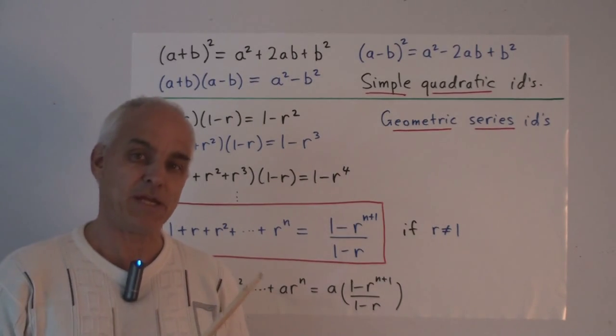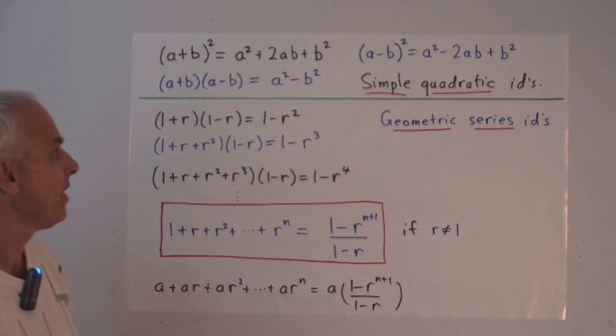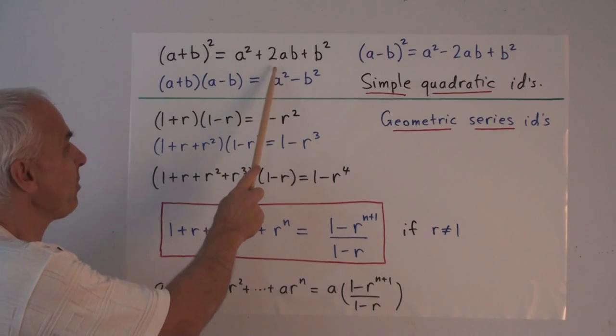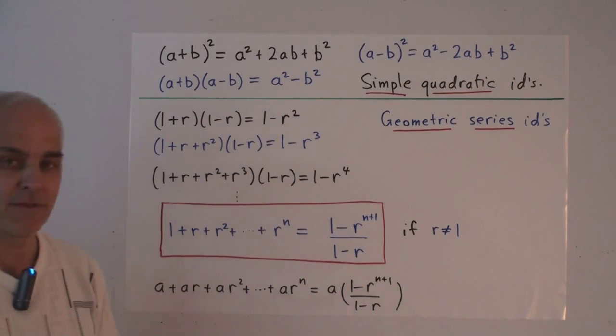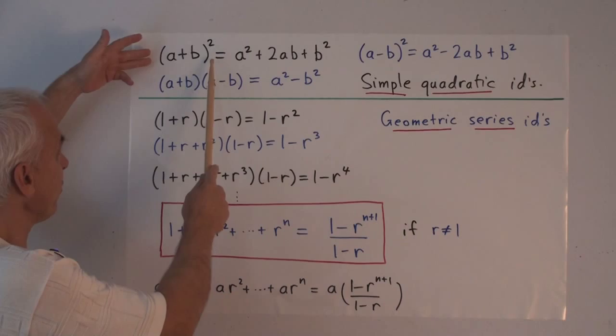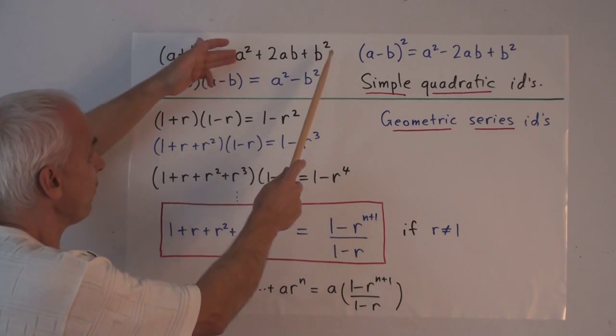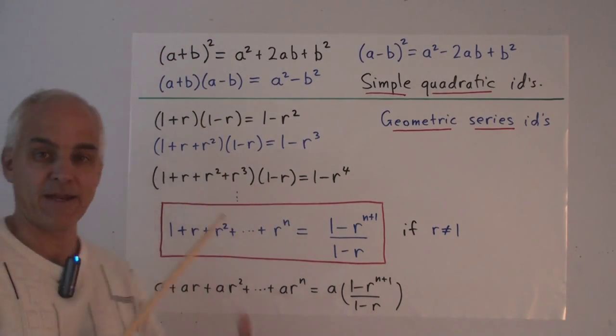That's (a plus b) times (a plus b). And all students learn that it's a squared plus 2ab plus b squared. So this is an identity that allows us to replace this with this, or conversely, this with this whenever we find it in an expression.